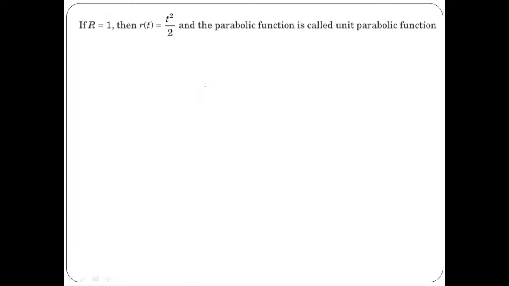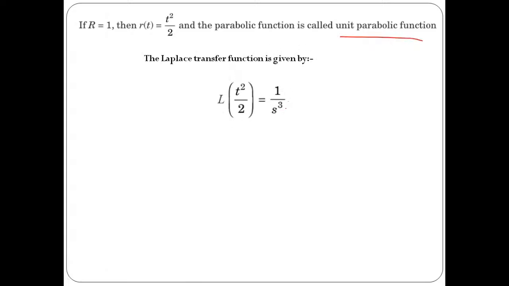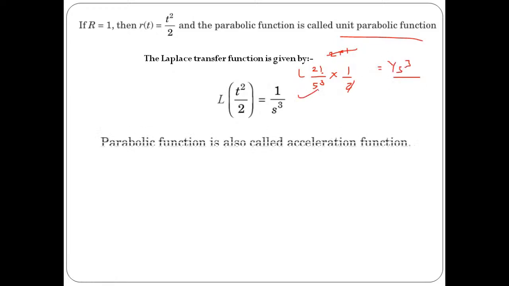And if you take r equals to 1, it is called the unit parabolic function. And if you take Laplace, it is going to be 1 by s cube. Actually, Laplace of t square is 2 factorial divided by s cube. Then here we have the factor 1 by 2. 2 factorial is 2 into 1, so this is going to be 2. This 2 will get cancelled, and you will get 1 by s cube. And this function is also called the acceleration function.